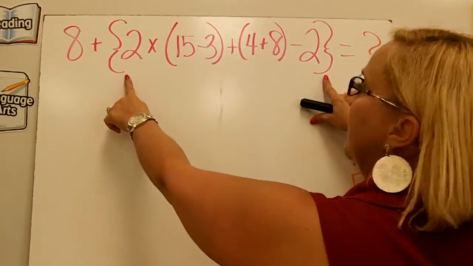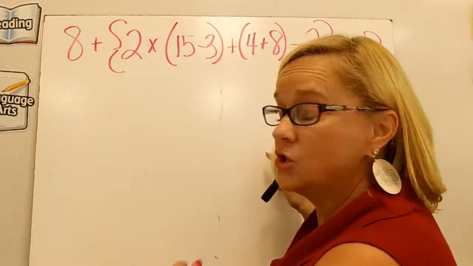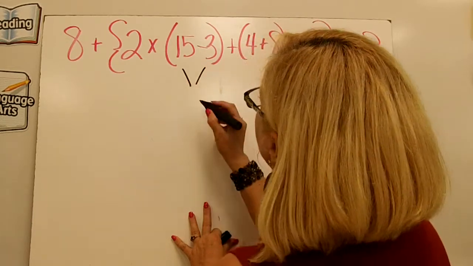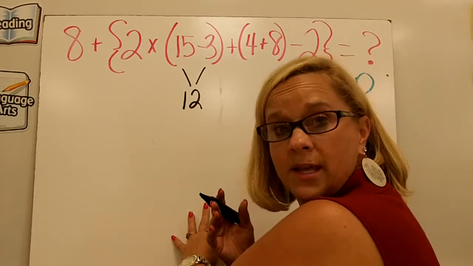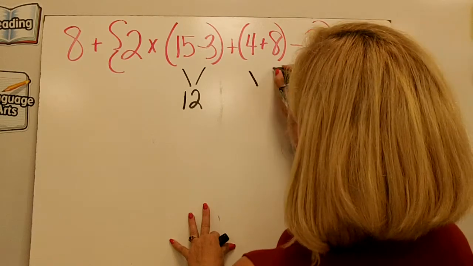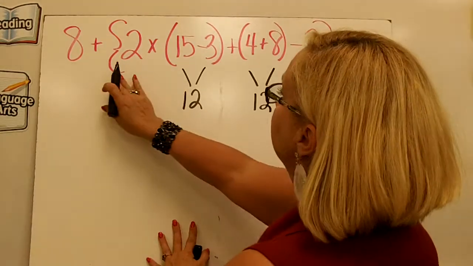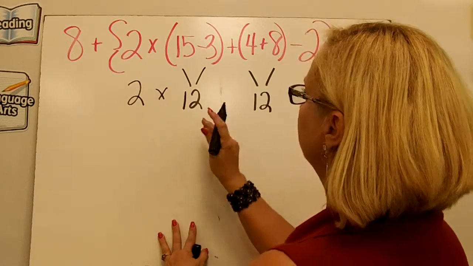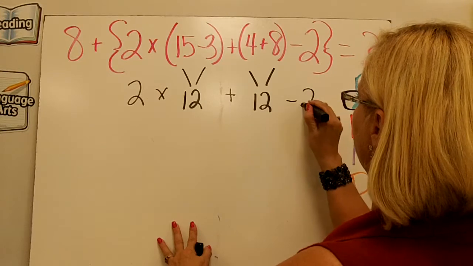Now, if you notice inside the braces, I have parentheses, and that's my first step in the order of operations, or parentheses. So I'm going to do those first. 15 minus 3 equals 12. Now, I have another set of parentheses, so I'm going to work that one next. 4 plus 8 equals 12. All right? Now, I still have to look at everything that's in my bracket, and I still have 2 times 12 plus 12 minus 2.